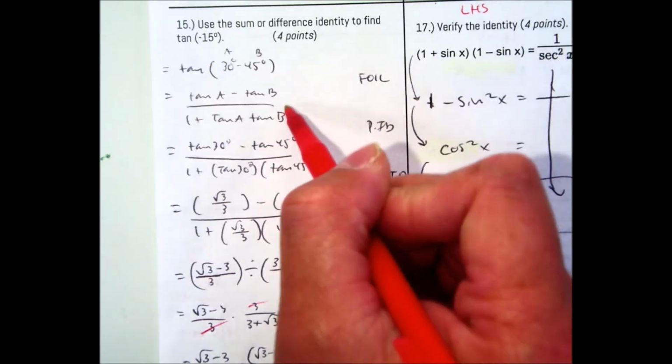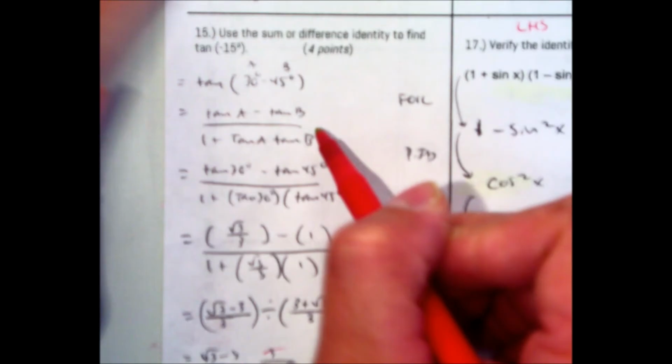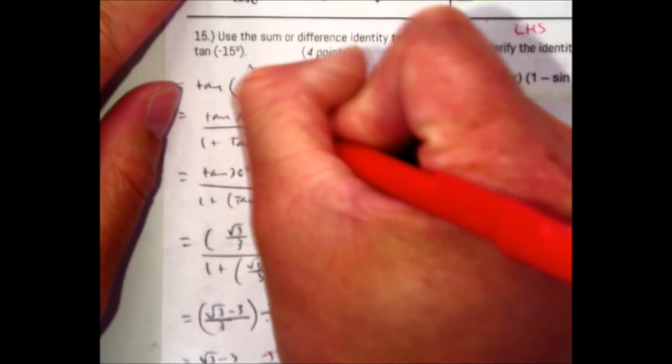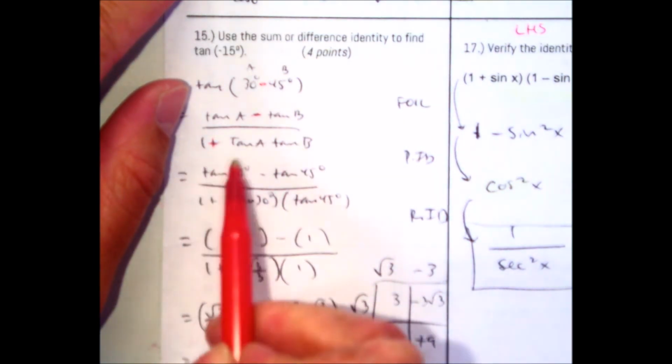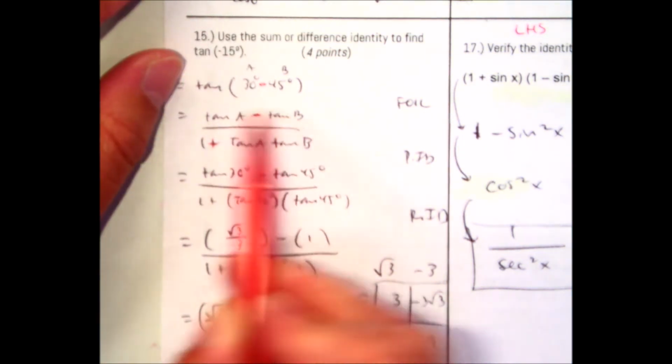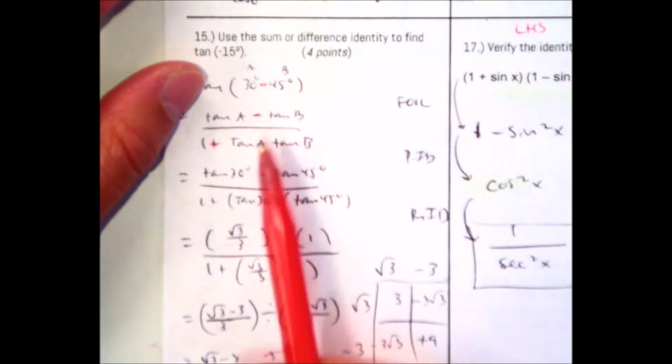Second thing I'm looking for is using the correct one. So here it has a minus sign. They call this the difference identity of tangent. Tangent A minus tangent B over 1 plus tangent A times tangent of B. If you had that, you got about 2 points if you did the substitution correctly.